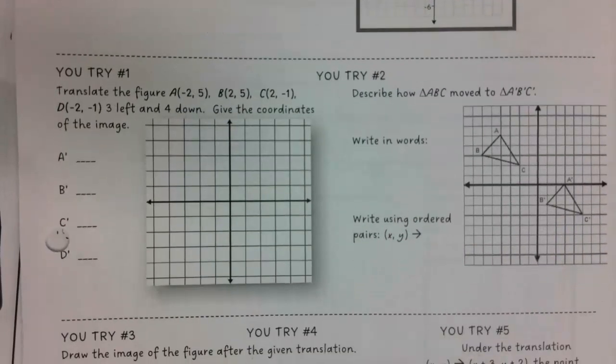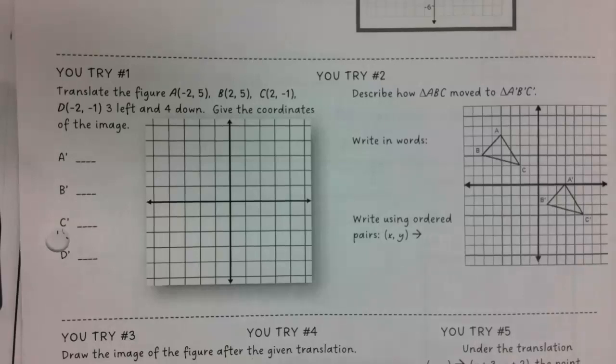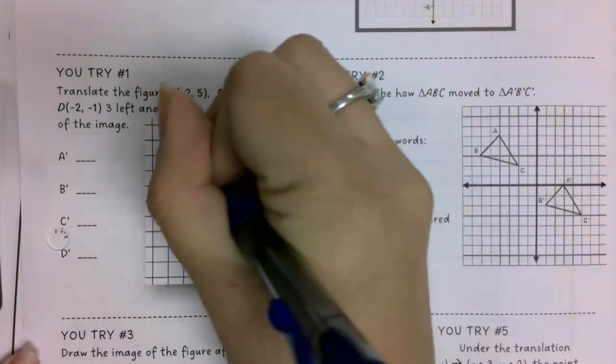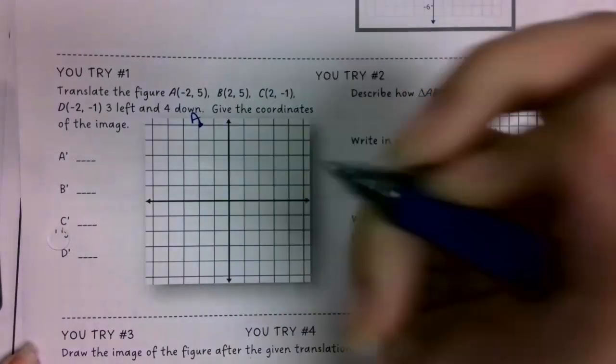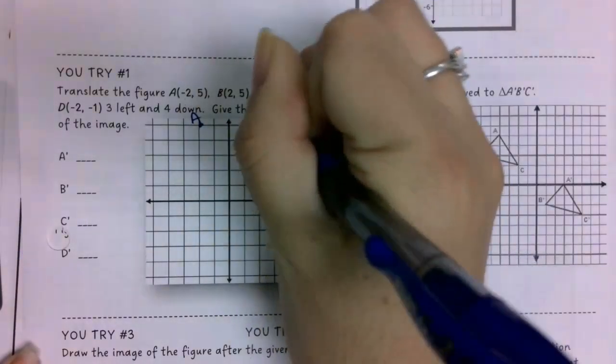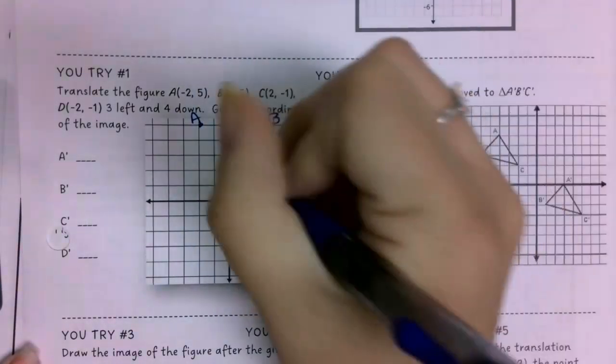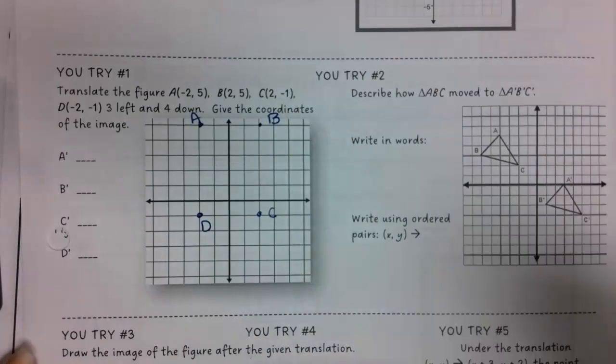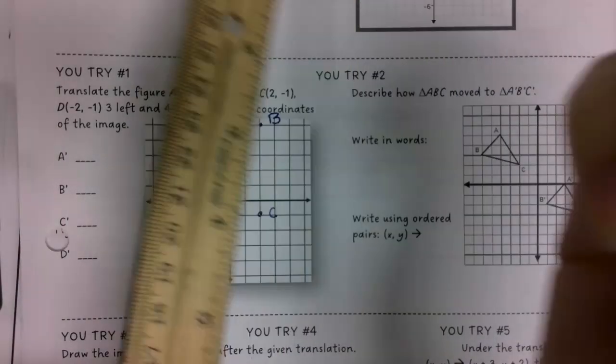Okay, so this one wants me to translate this figure 3 left and 4 down and then give the coordinates of the image. So I'm going to plot these points. A is at -2, 5. B is at 2, 5. C is at 2, -1. And D is -2, -1. So this one is a rectangle.